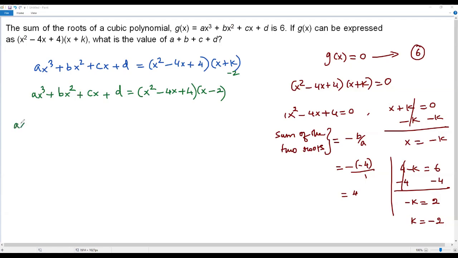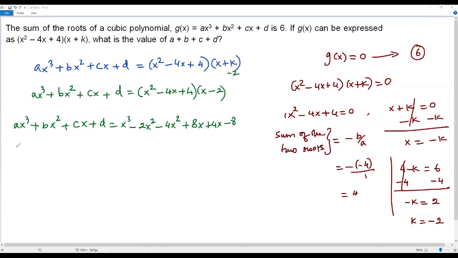Then I'm getting ax cube positive bx square positive cx positive d equals, so now I have to multiply these two expressions. Okay, let me take this x square first. It has to be distributed to both x and negative 2. So when you do such a distribution, x square times x is x cube. When you distribute this x square to negative 2, it will become negative 2x square. Now I have to distribute this negative 4x to this x, negative 4x to this negative 2. Then I'm getting negative 4x square positive 8x. Now let's distribute this positive 4 to this x and negative 2. I'm getting positive 4x and negative 8.